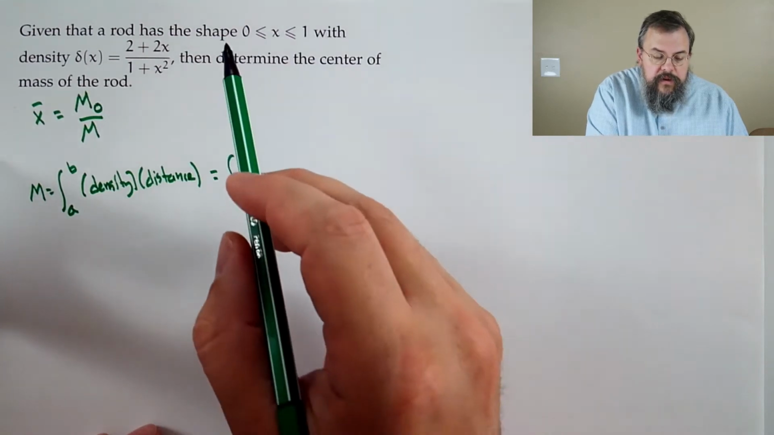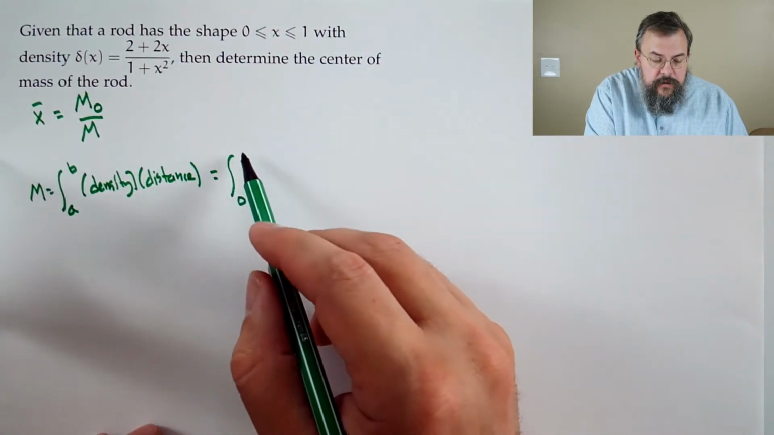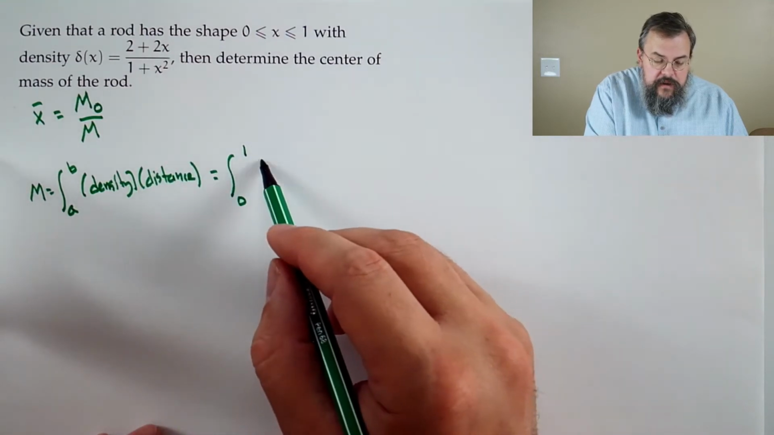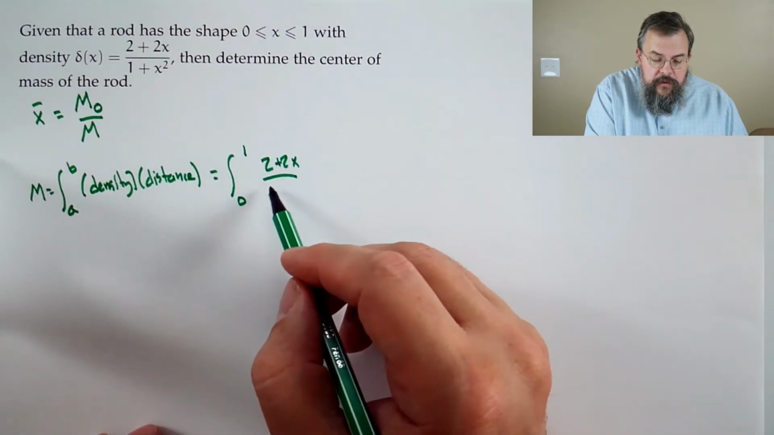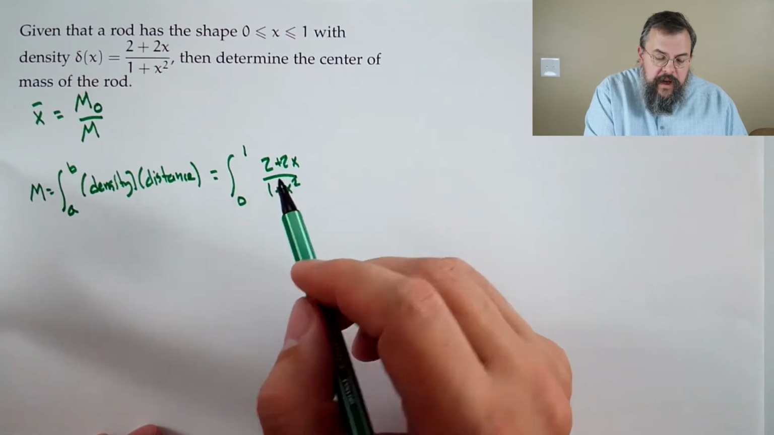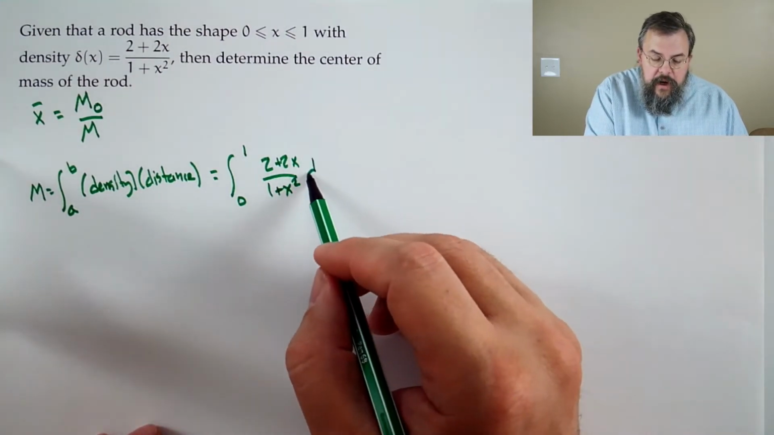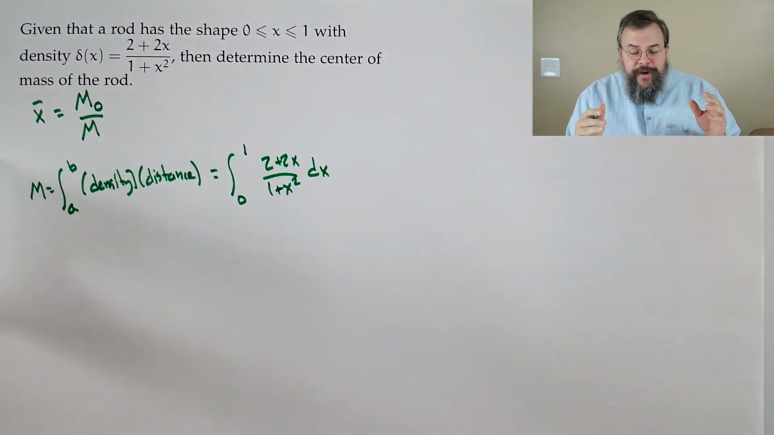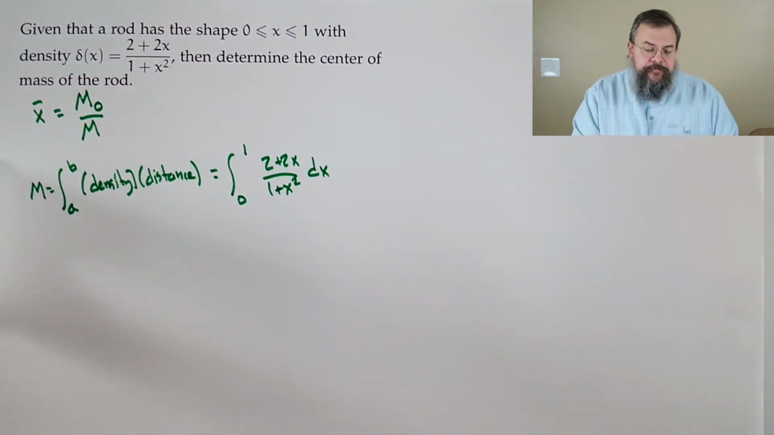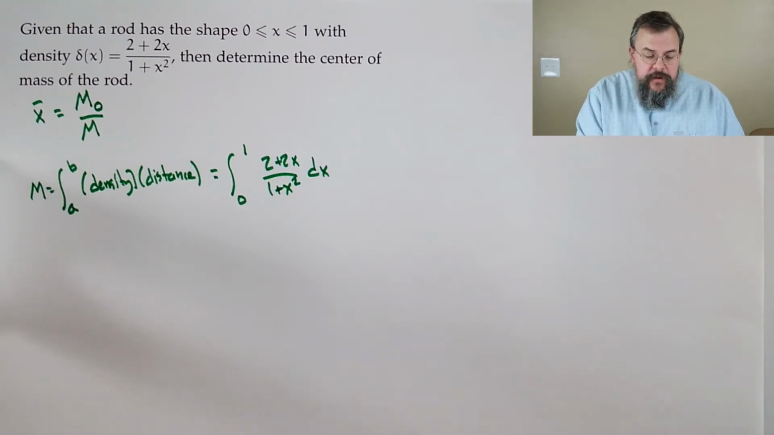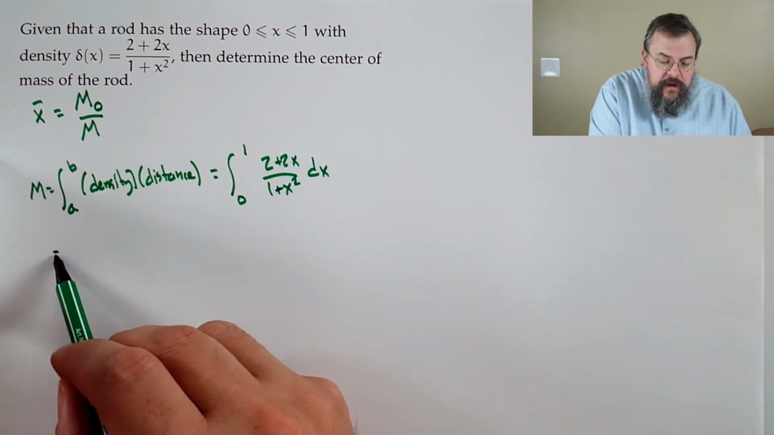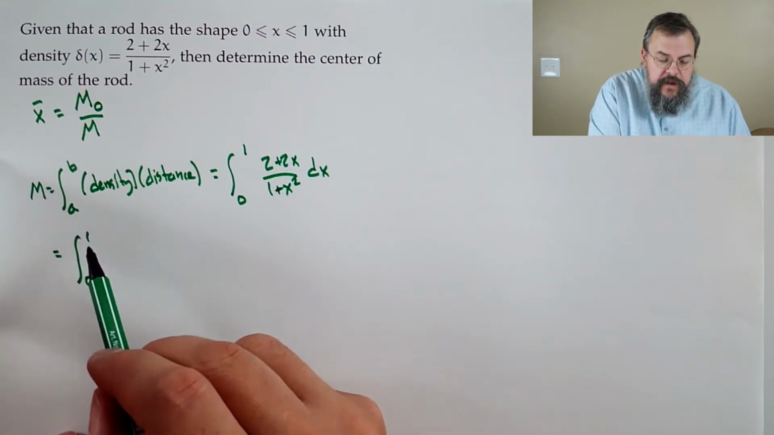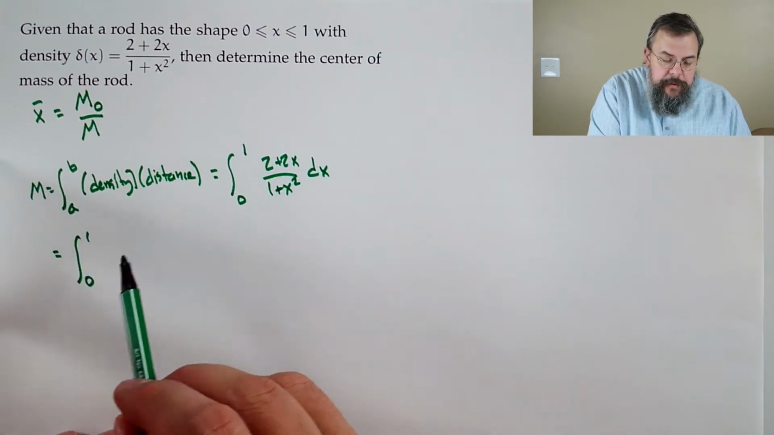So we know where we start and we finish, 0 and 1. We know our density right there, 2 plus 2x over 1 plus x squared. And our distance, because it's a rod, it's dx. All right, good. Well, now we have our setup. How do we proceed? Well, in this case, it's not so bad, because we can do something called algebra. That says, hey, think of it in the following way.